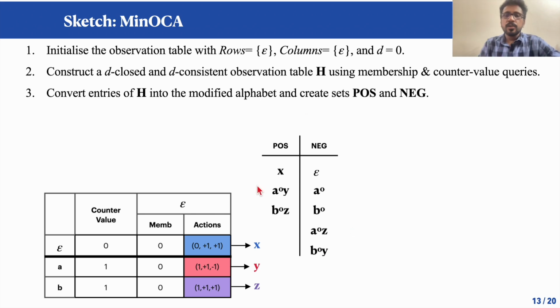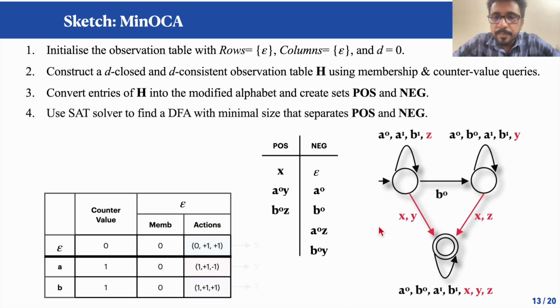So the idea is now to find a minimal separating DFA. A minimal separating DFA is a DFA that accepts all strings in pos and rejects all strings in neg and has the minimal number of states. Like we discussed before, finding a minimal separating DFA is an NP-complete problem. So we use a SAT solver to find this separating DFA. So in this case, this will be a minimal separating DFA.